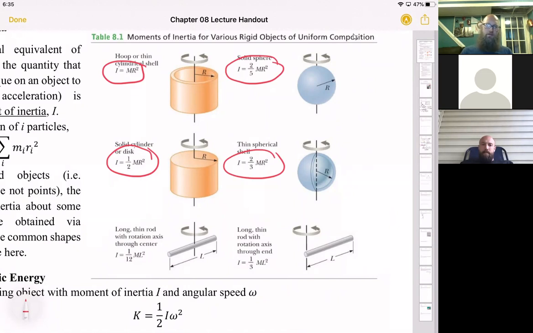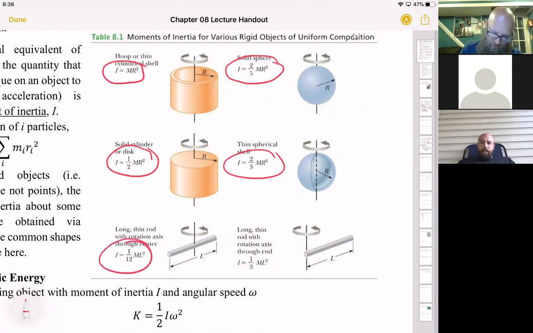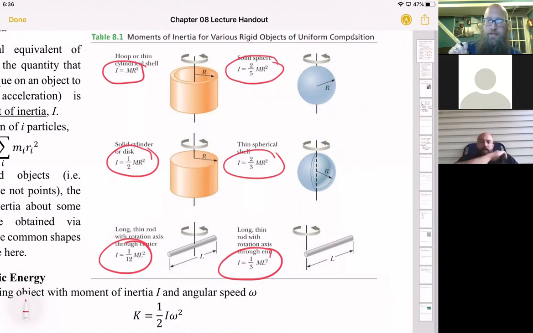A solid sphere has a prefactor of 2/5. A solid cylinder is 1/2. A thin spherical shell is 2/3. And here we actually see, if our baton were not point masses but an actual stick, that the prefactors kind of match what we saw for point masses: it's harder to rotate that same object about an end than it is about the center.